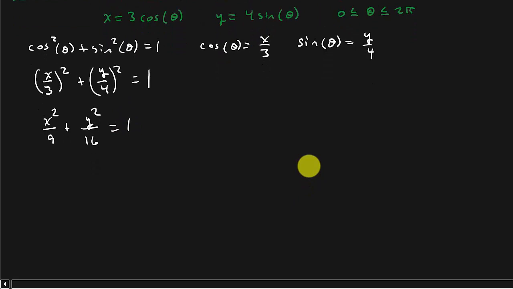All right, so what is this? What in the world do we have here? Well, this is an ellipse. So we have the graph of an ellipse here.